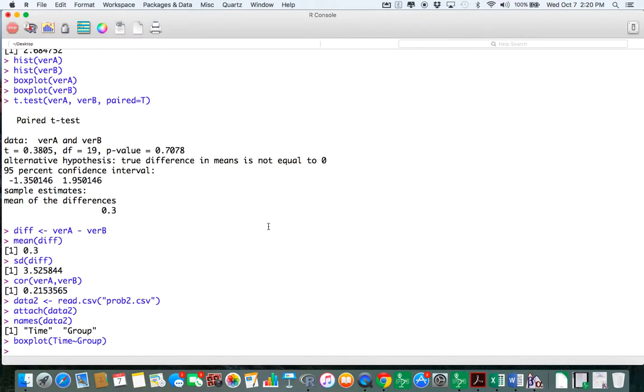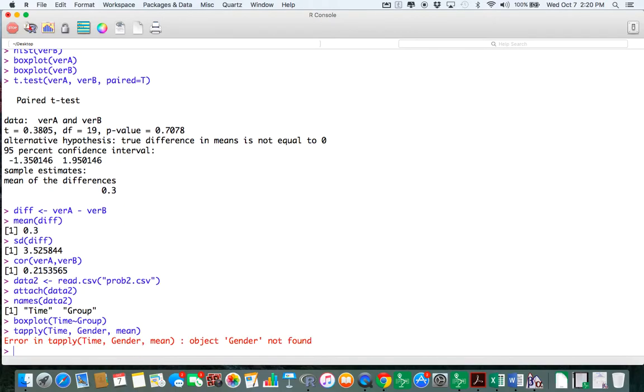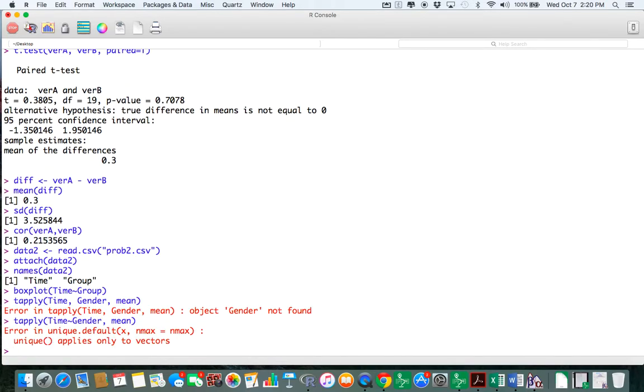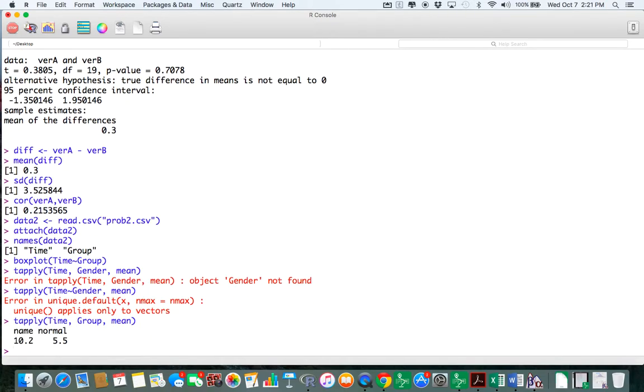Next thing I'd want to do is look at the mean across time and gender. Okay, what's going on here? Why did I say gender? All right, so it appears the difference is significant.